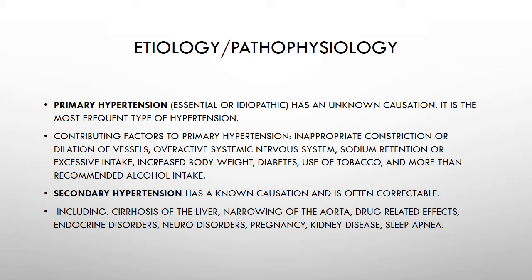Secondary hypertension has a known causation and is often correctable. Risk factors include cirrhosis of the liver, narrowing of the aorta, drug-related effects, endocrine disorders, neurological disorders, pregnancy, kidney disease, as well as sleep apnea.